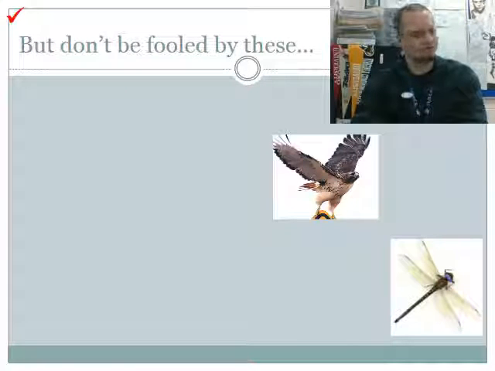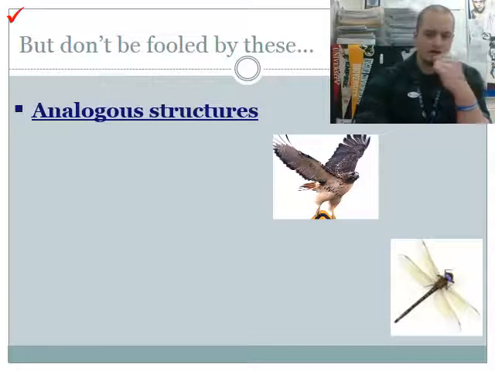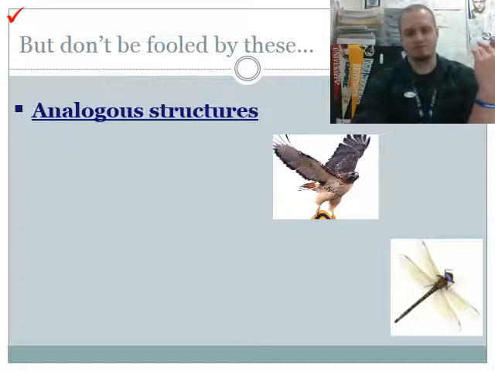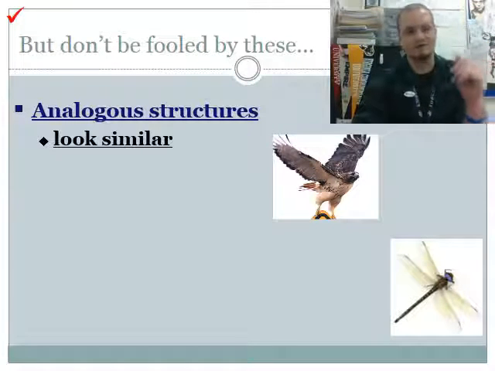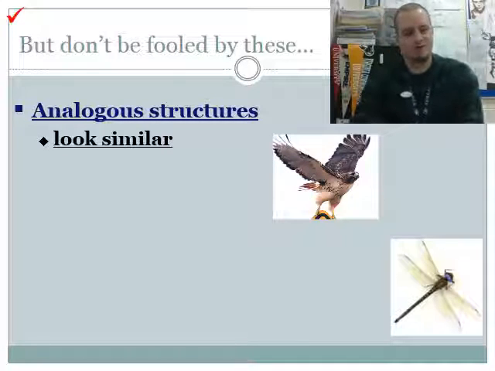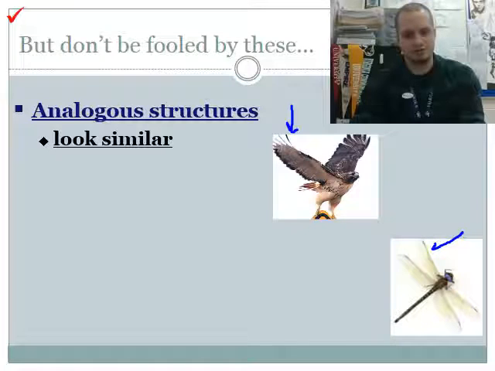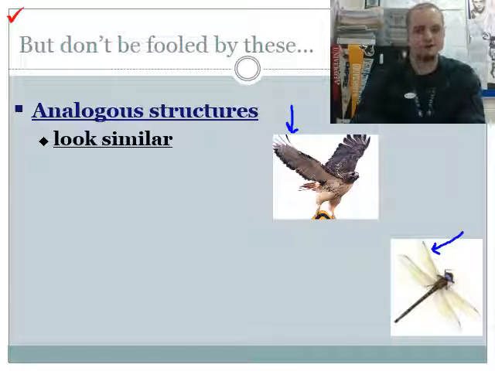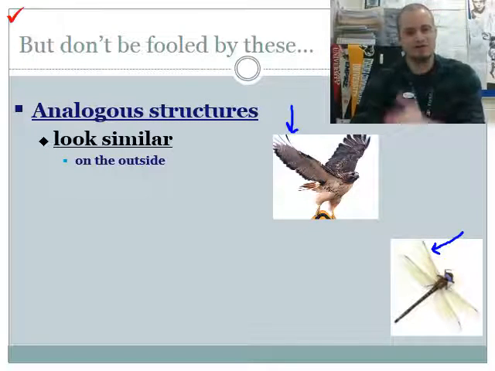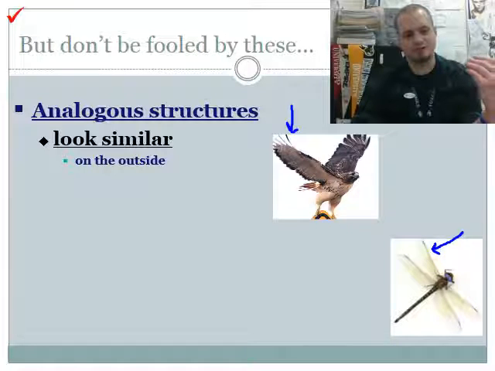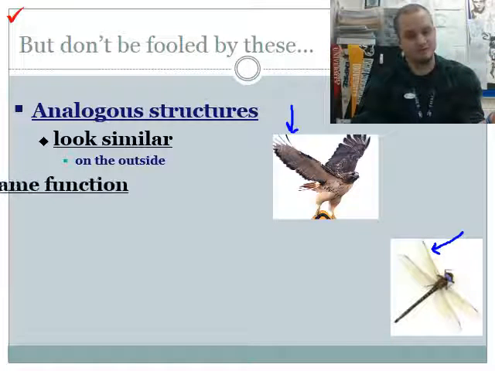However, do not be fooled, swindled, nor bamboozled by what you're about to see. Now, we have a dragonfly and we have a hawk, right? These would be analogous structures. Specifically, we're talking about their wings. So it's true that a hawk and a dragonfly both have wings. So they have the same structure on the outside. They look the same and have the same function.